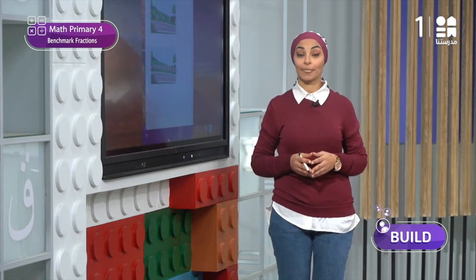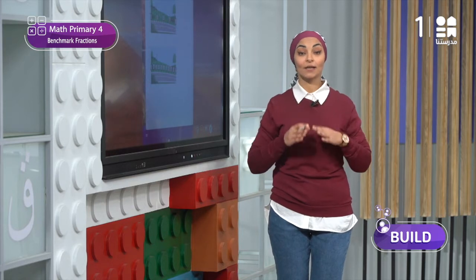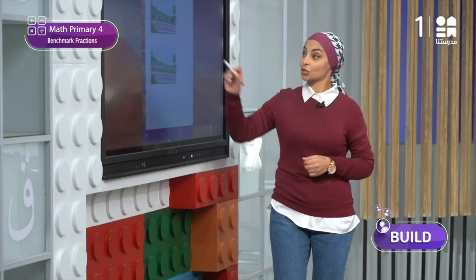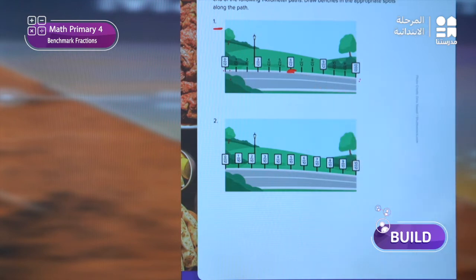Do you think the denominator will be? Yes, exactly, 6. Why 6? Because 6 is half the 12. So 6 over 12, this is the middle distance, right?